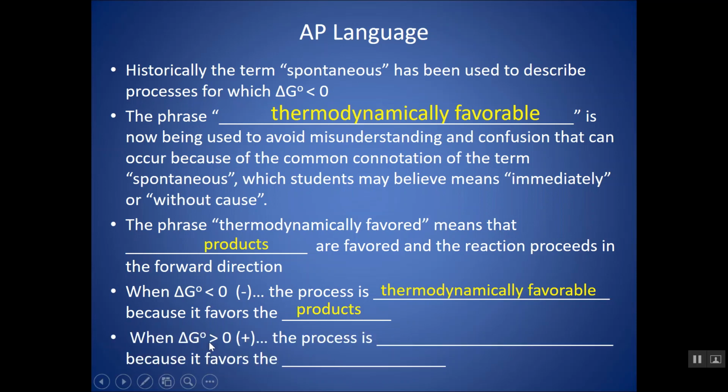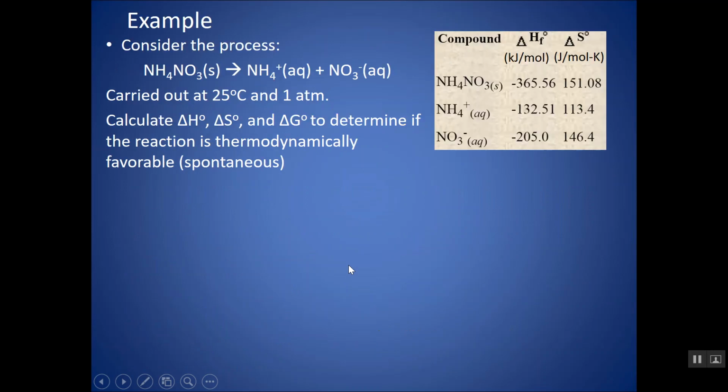And if you get that delta G is greater than 0 or positive, the process is thermodynamically unfavorable because it favors the reactants. It will not proceed in the forward direction. So thermodynamically favorable is one of those key terms that they love to use on the AP and that they like to see in a free response question as your response.